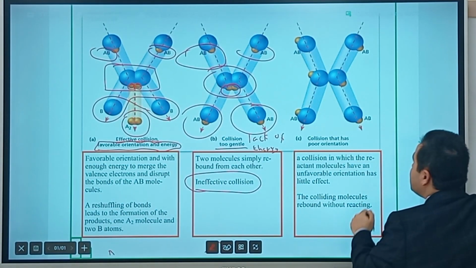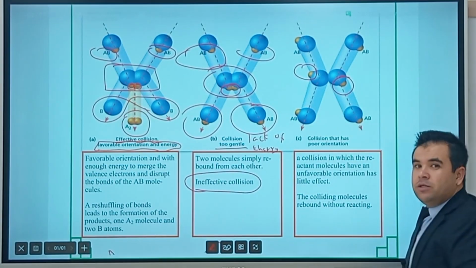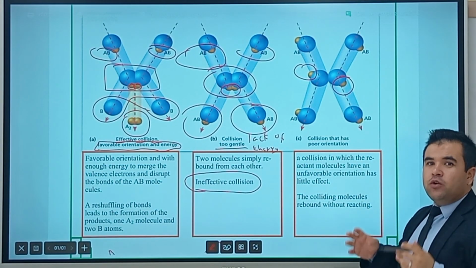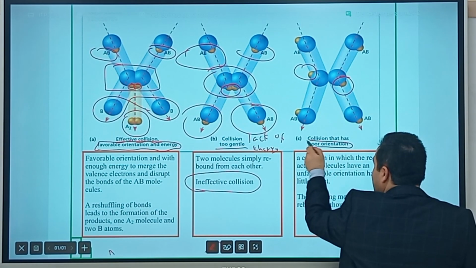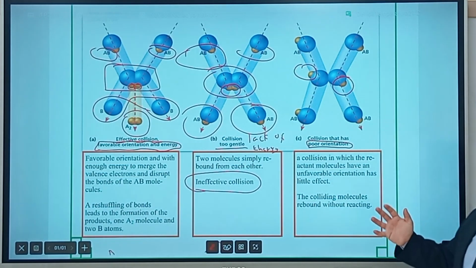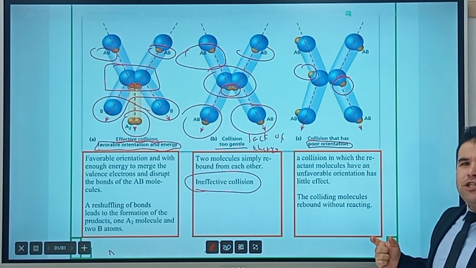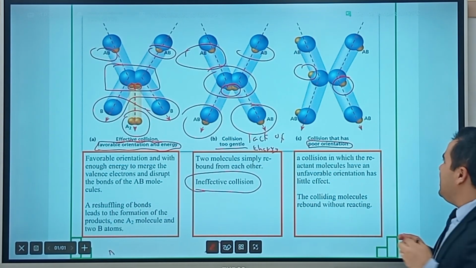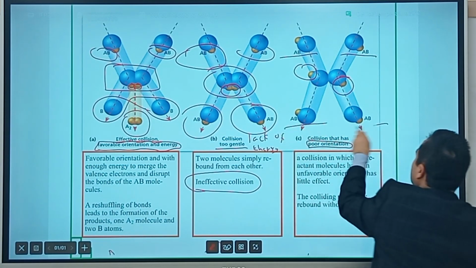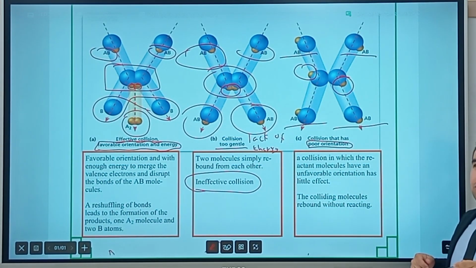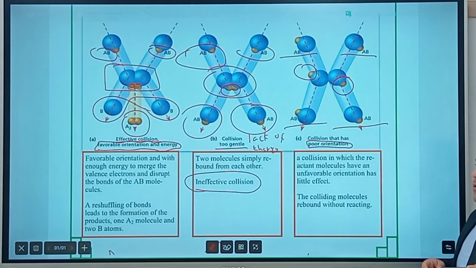The third assumption, guys: as you can see, the angle of the collision is not appropriate. So here it has no appropriate orientation, or poor orientation. The collision may have a high enough amount of energy, but the orientation of the collision is important also. The reactants AB rebound to AB and AB without forming new products. So again, this is an ineffective collision.